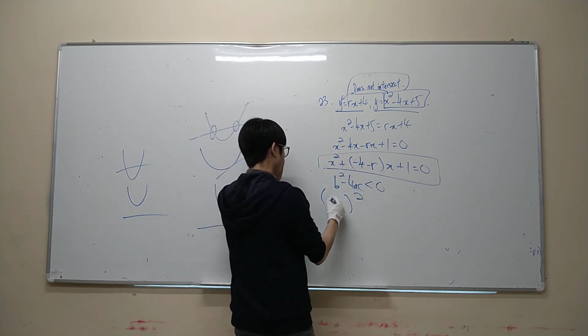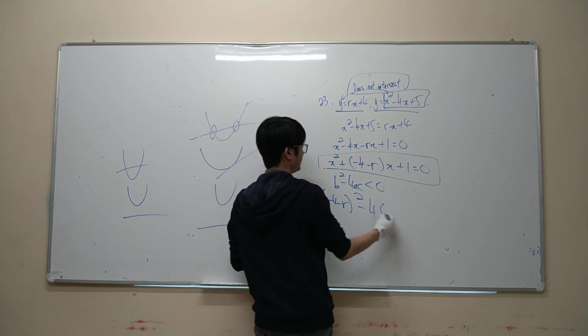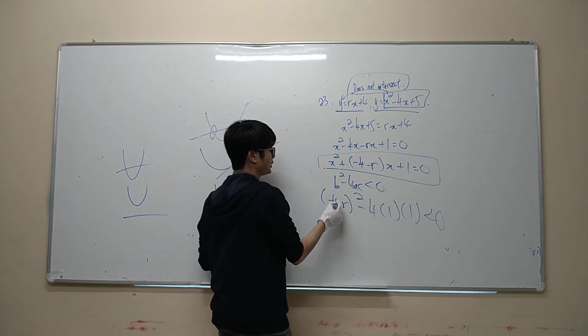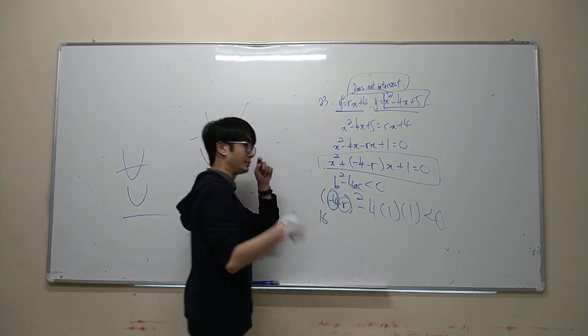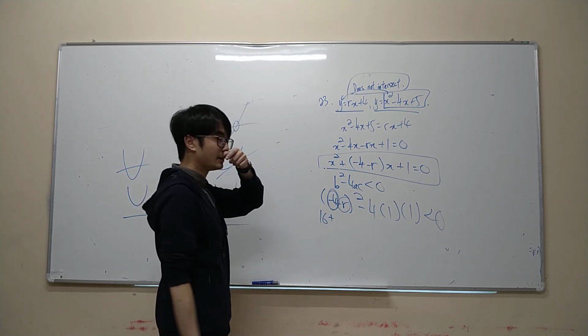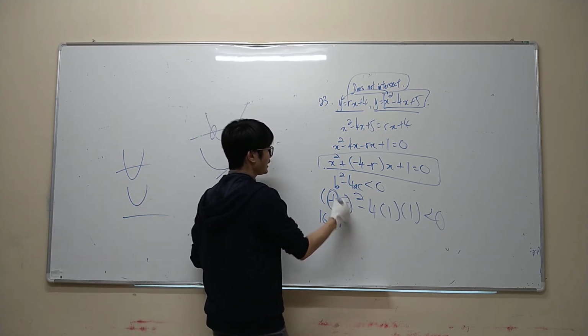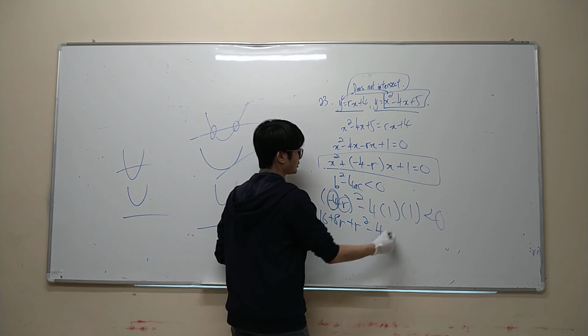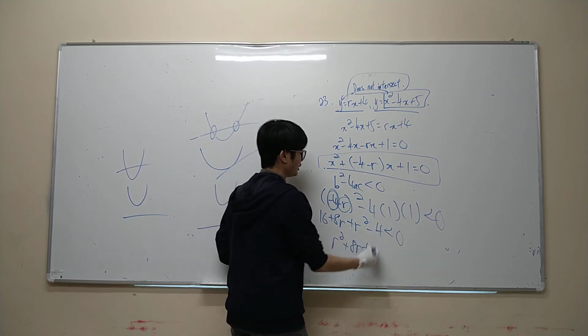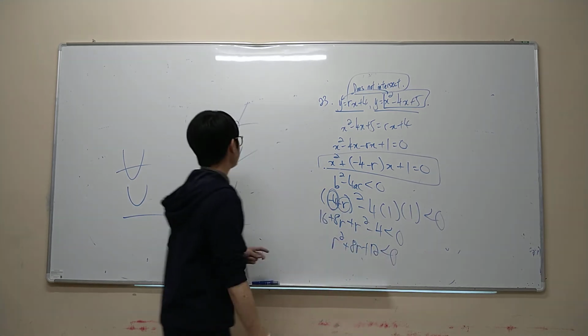So b is negative 4 minus r, a is 1, c is 1, smaller than 0. What is negative 4 minus r squared? First you take negative 4 squared, 16. And then you take negative 4 times negative r times 2. So negative 4 times negative r is positive 4r, times 2 is 8r. And then negative r squared is just r squared. And the minus 4 smaller than 0. So you get r squared plus 8r, 16 minus 4 is 12, smaller than 0.